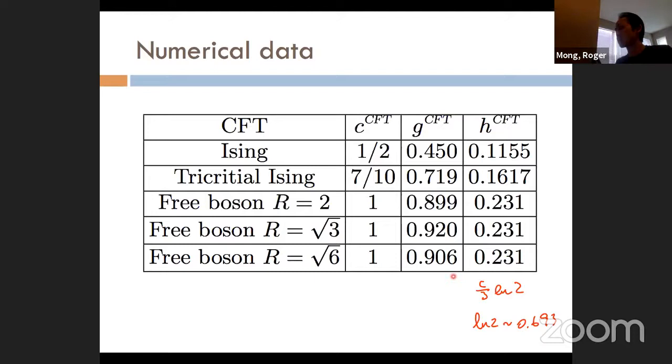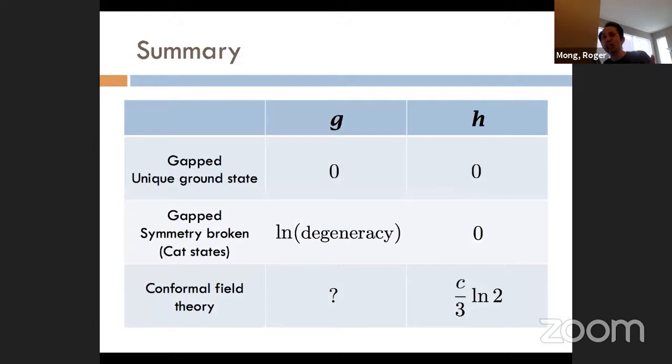And if we can figure out exactly what it is, or if we have a table, we can find out what the radius is just from looking at G and H. And so the summary of the two measures, G and H, is that it allows a certain diagnosis of various phases.